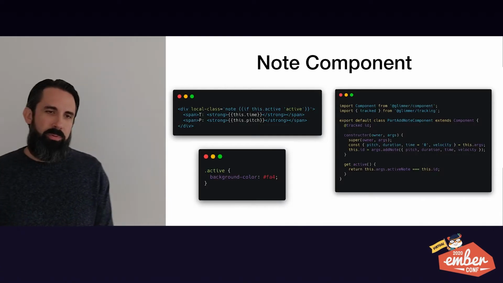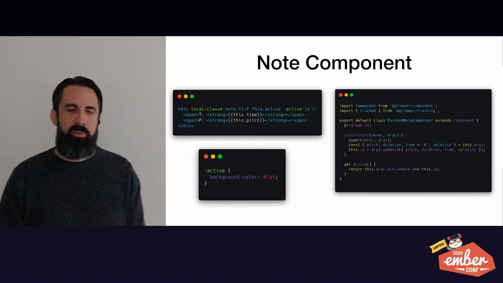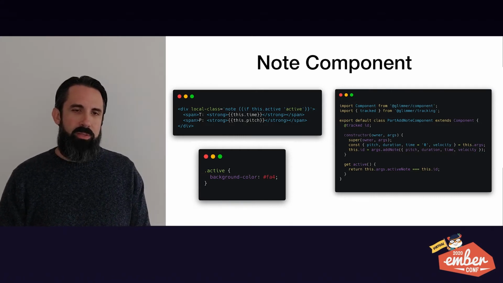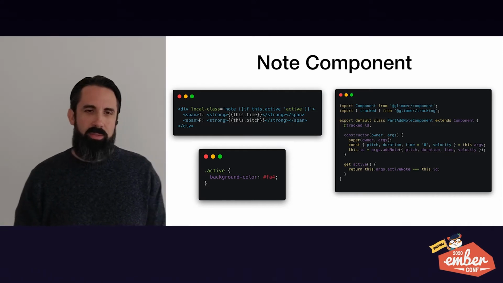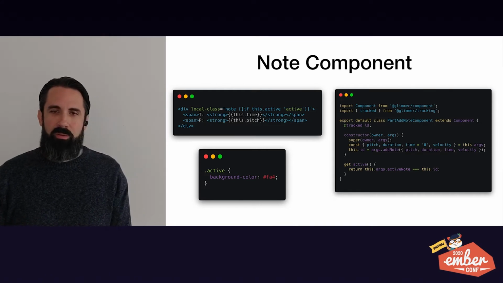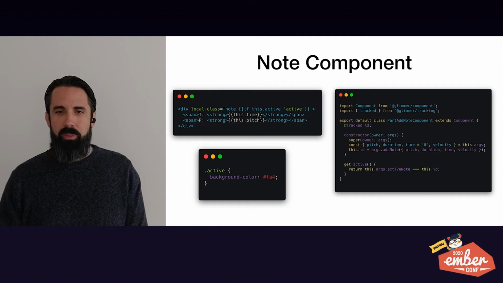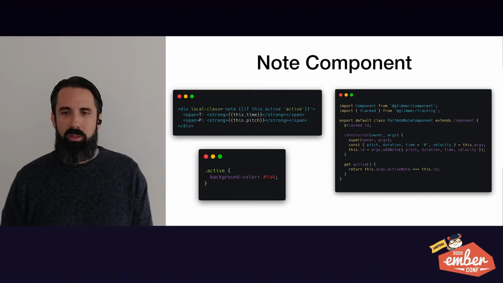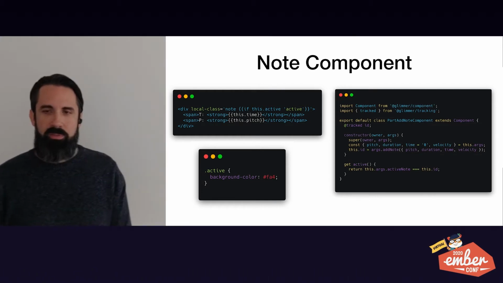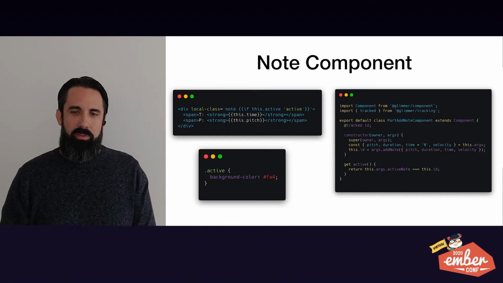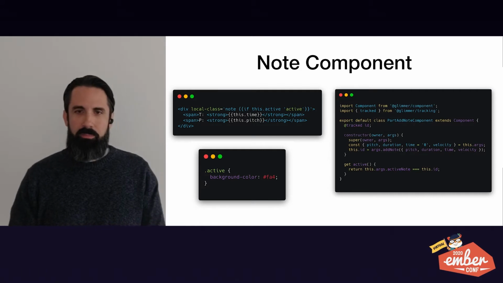So let's look at this note component. The template's very simple. It has a local class; I'm using Ember CSS modules here. And it has a conditional class on this.active, called active, and active gives it a background color. Then if we look at the backing class, we can see there's a constructor that calls the add note that was passed in. It grabs a bunch of properties off the arguments. And then active is a calculated getter there.